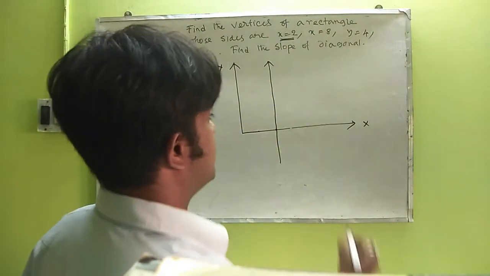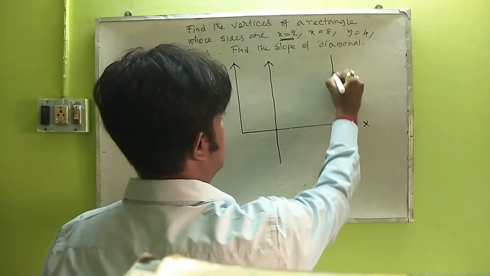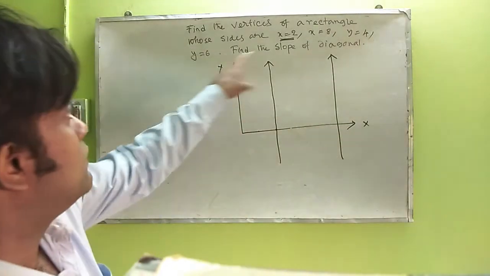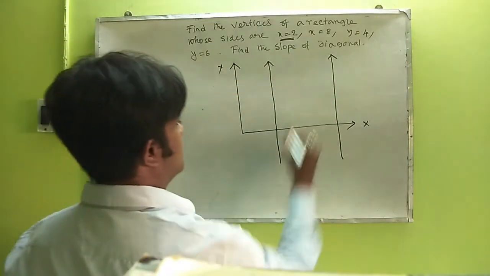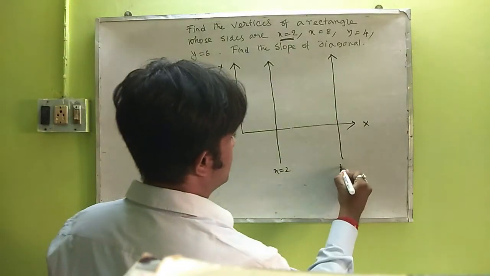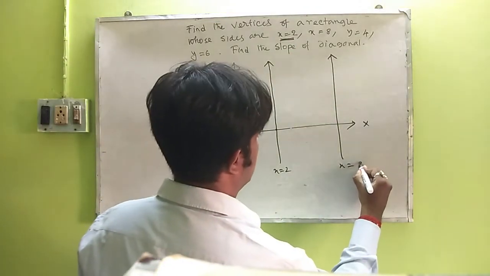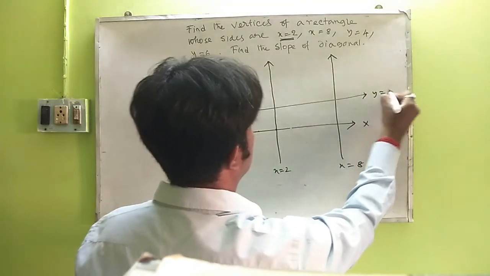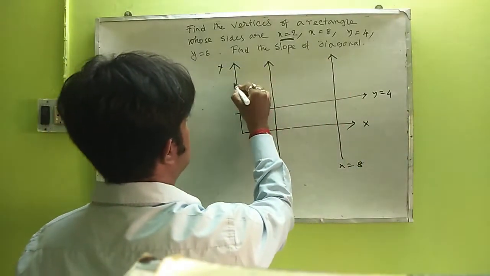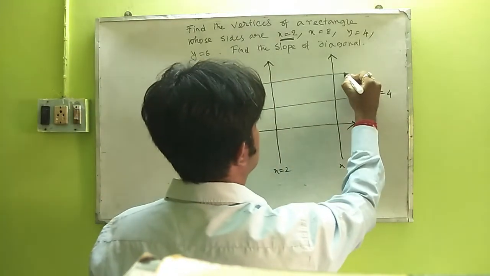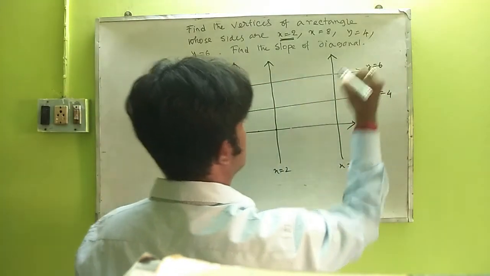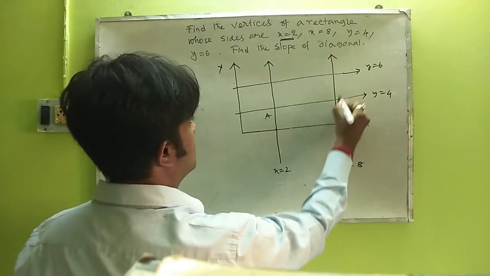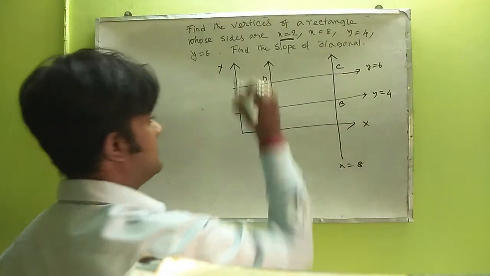and x is equal to 8. Suppose x is equal to 8 and y is equal to 4, that is x is equal to 2, x is equal to 8, y is equal to 4 and y is equal to 6. So we form this rectangle.